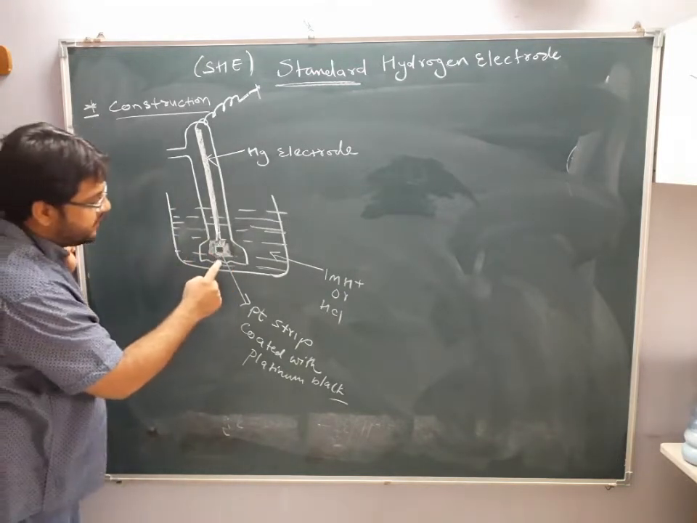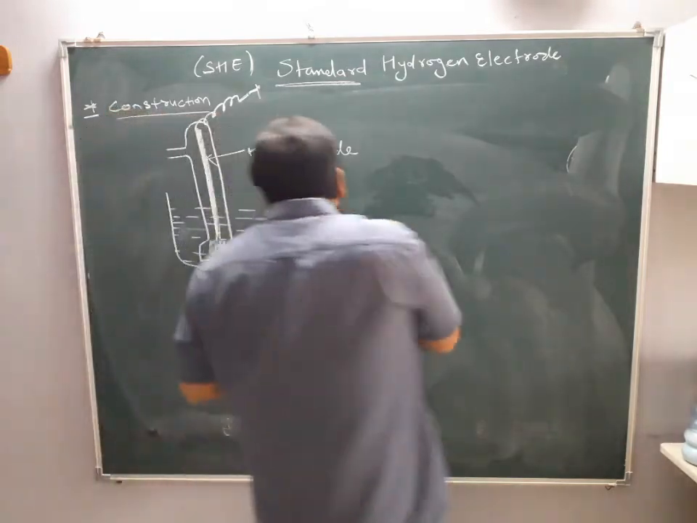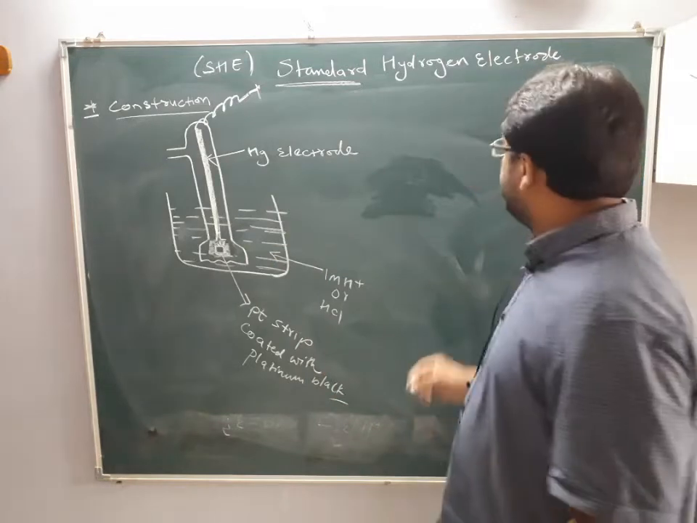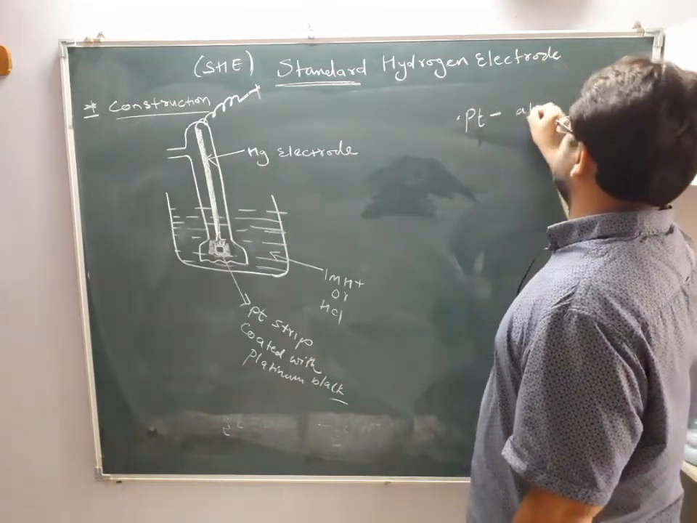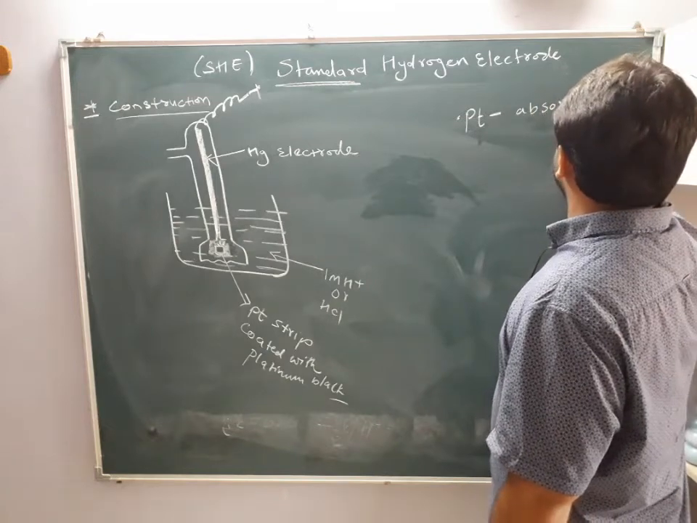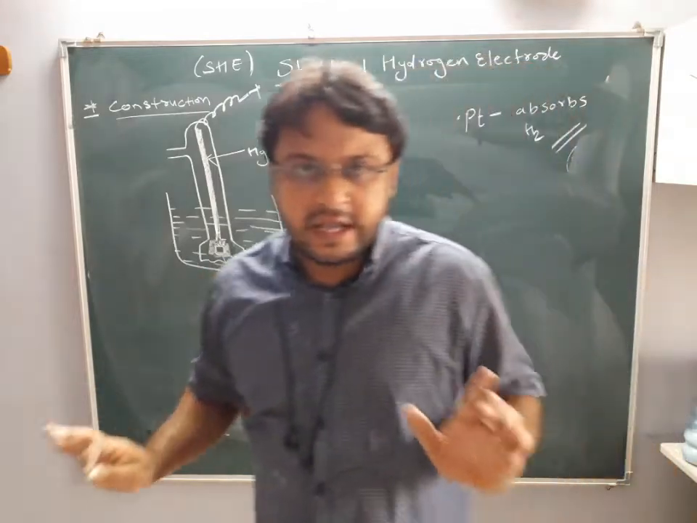This platinum strip is coated with platinum black. Why, sir? Why? There are 2 points. Why are we taking platinum? Point number 1, we are taking platinum because it will absorb hydrogen. The reason for taking platinum is what? It absorbs hydrogen. First point. See, this point should not be written in the exams, okay?